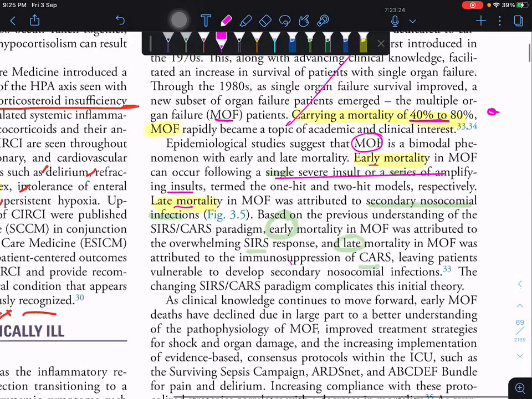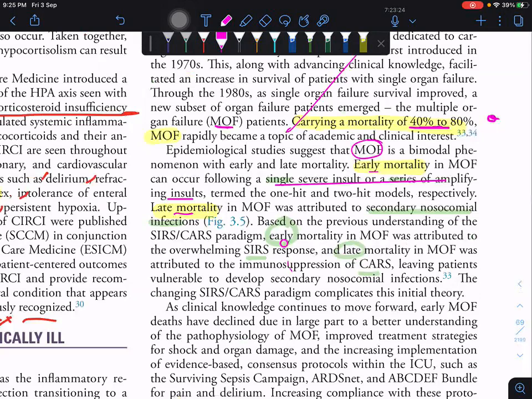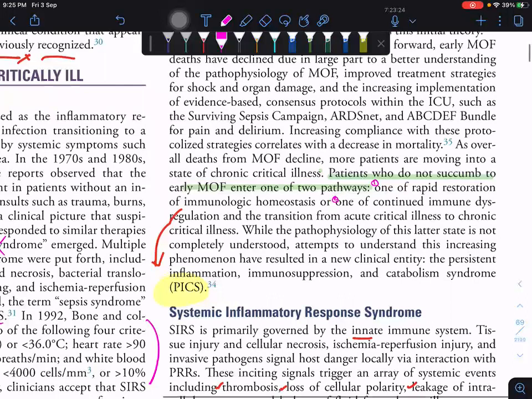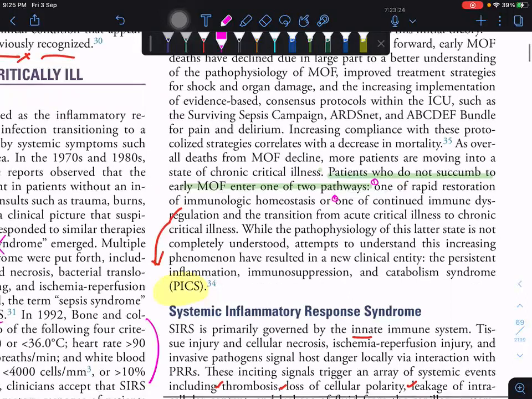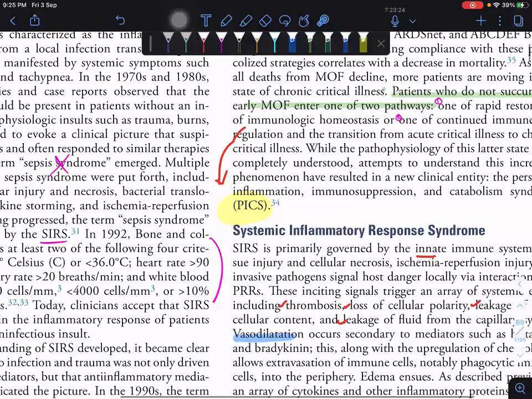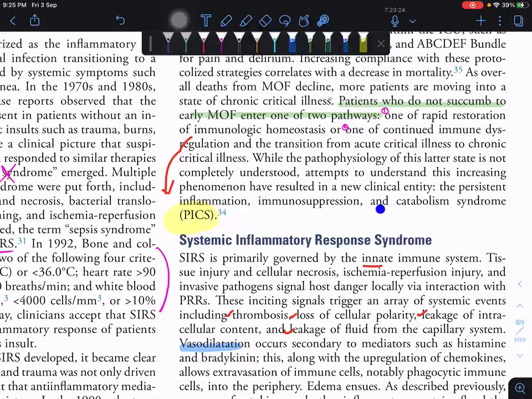Next, they are telling that early mortality in MOF was attributed to SIRS, and late mortality is attributed to CARS. The diagram depicts everything. The patients who do not succumb to early MOF enter two pathways. If the patient does not go to MOF or any SIRS or CARS, then they will go to late recovery. Or PACS, which they describe as persistent inflammation, immunosuppression, and catabolism response.